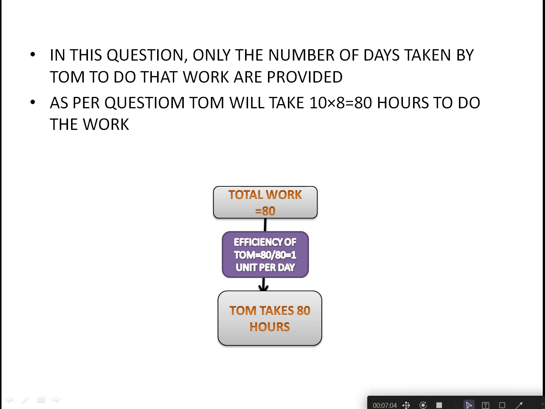In this question, the number of days taken by Tom to do the work is provided. So we can consider the total unit of work as a multiple of the number of days taken by Tom. In that way, we are considering the total unit of work as 80. As per this, the efficiency of Tom will be 80 by 80. It will be 1 unit per day.